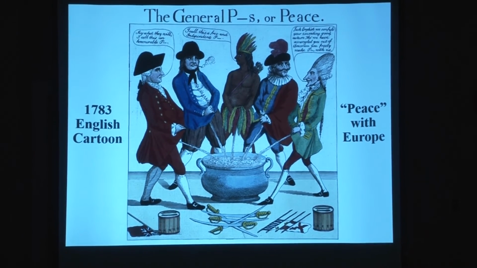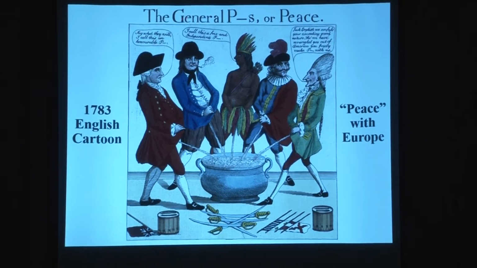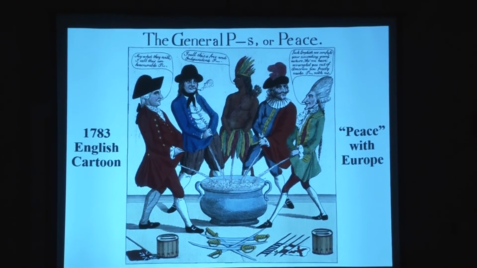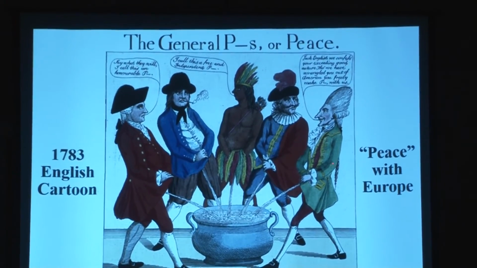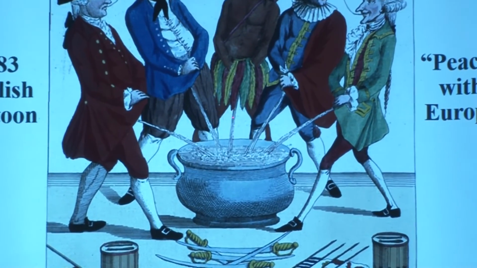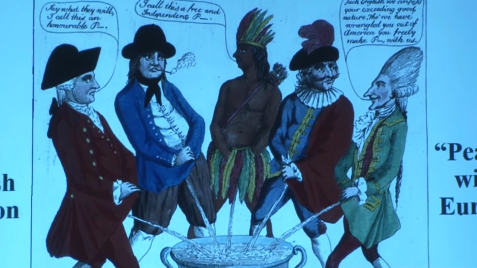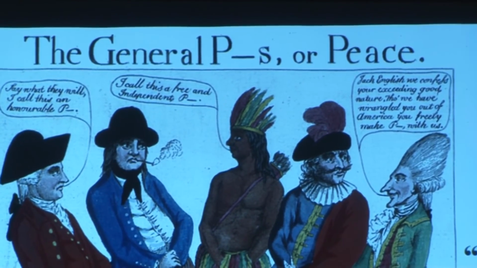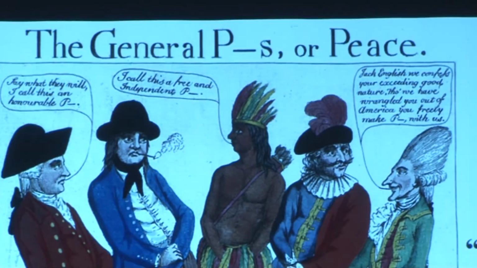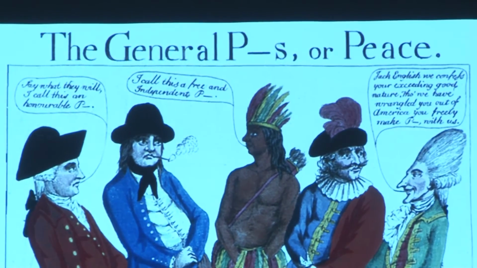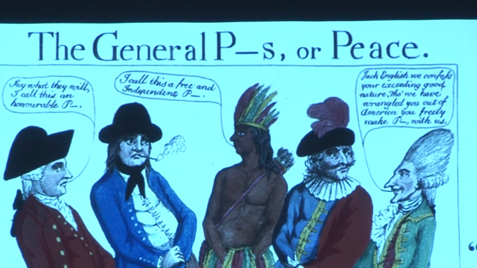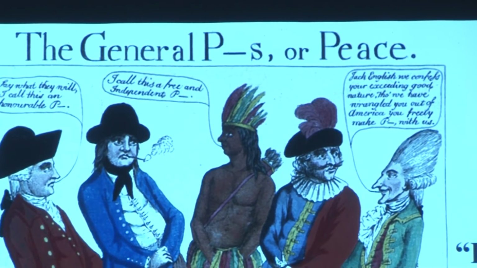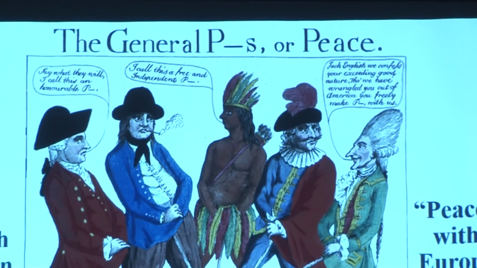All right? Right. The title of this cartoon is The General Piss or Peace. And it shows England, the Netherlands, the French, and Spain. And it shows the United States joining them as an equal, and all of them pissing in their common chamber pot. This is from 1783. And in September of 1783, the United States and Britain concluded in Paris the treaty that ended the War of Independence.